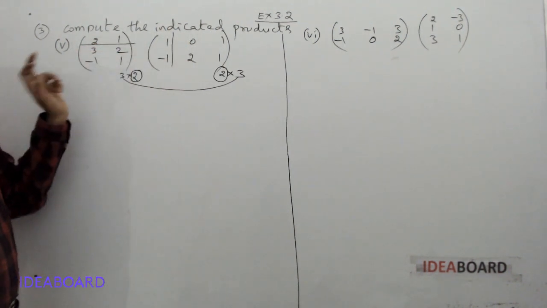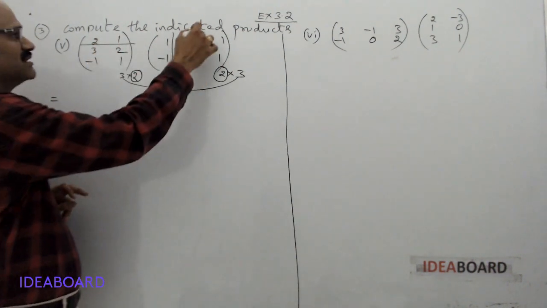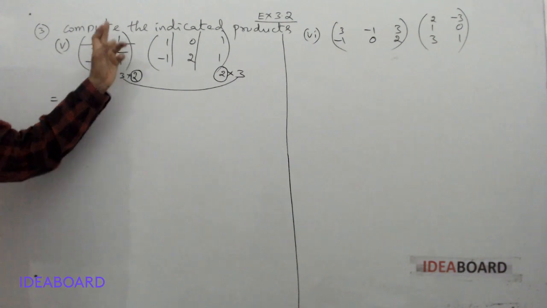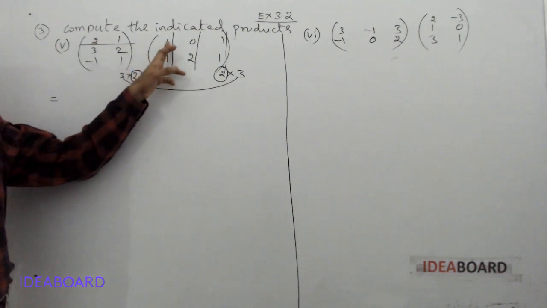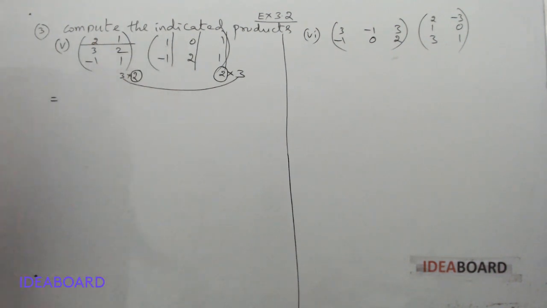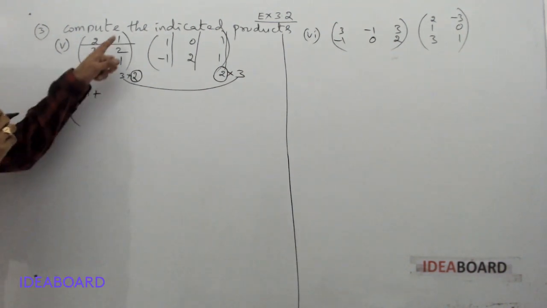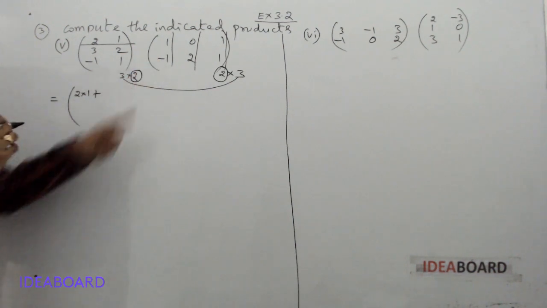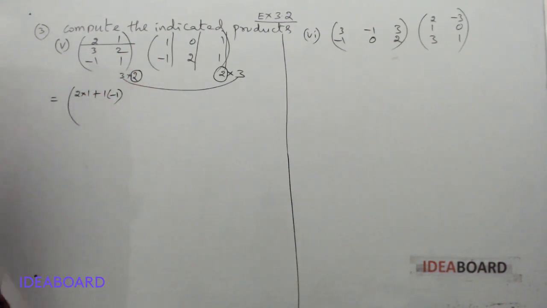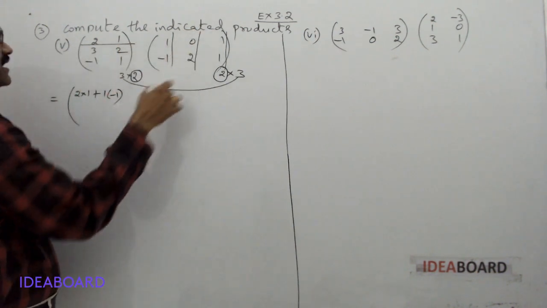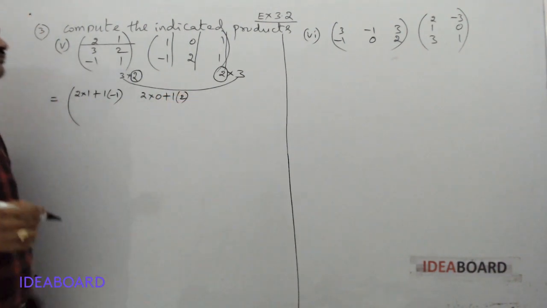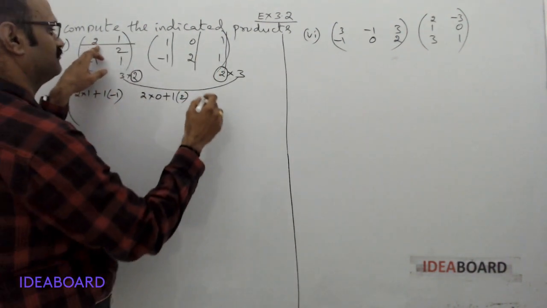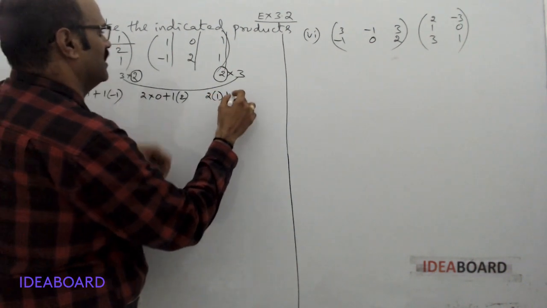R1 C1. Next R1 C2, first row with the second column. Next first row with the third column. So the corresponding element of 2 in the first column is 1, so we take 2 into 1 plus the corresponding element of 1, which is minus 1, so 1 into minus 1. Next first row with the second column: 2 into 0 plus 1 into 2. 2 into 1 plus 1 into 1.